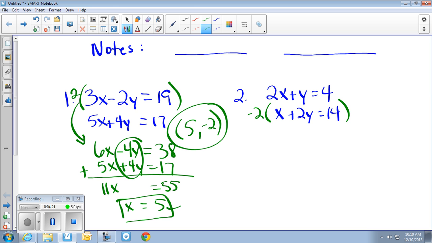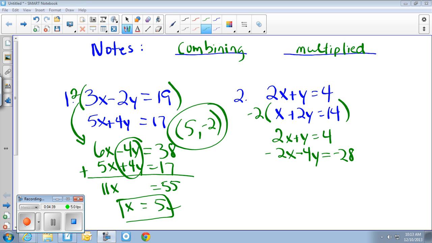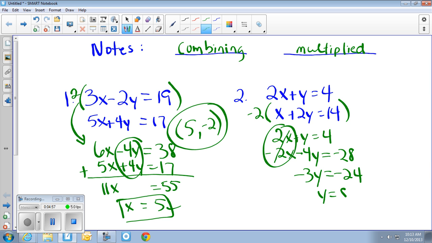So I'm going to rewrite the top, 2x plus y is equal to 4, and then rewrite this second equation. Negative 2x minus 4y. Remember that negative 2 is multiplied to everything in the equation, equals negative 28. All right, so now I can eliminate my x's. Those are gone. So now I have a plus y and a minus 4y, so that gives me a negative 3y, and a positive 4 and a negative 28 gives me a negative 24. So that means y is equal to 8.